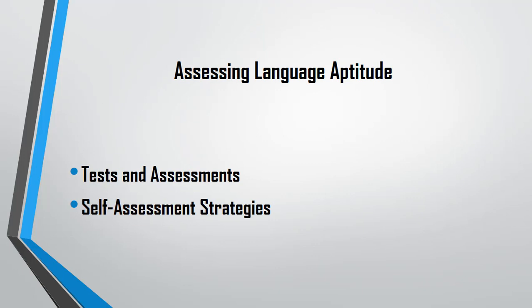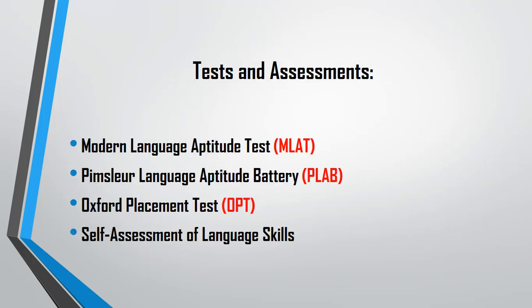Moving on to assessing language aptitude. How do we assess language aptitude? We assess language aptitude using two things: tests and assessments, and self-assessment strategies. Let's see first tests and assessments. The most famous tests or assessments are the Modern Language Aptitude Test, known as MLAT, the Pimsleur Language Aptitude Battery, PLAB, the Oxford Placement Test, OPT, and of course self-assessment of language skills.